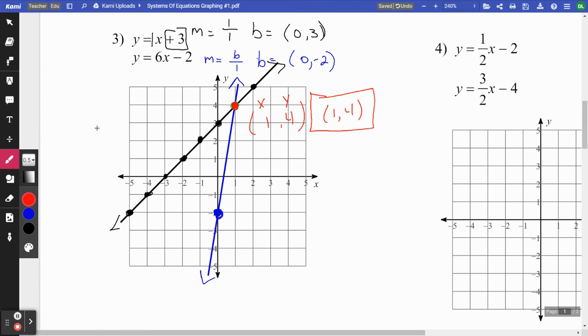If you are, as we've said multiple times, if you are using one color, you need to label everything. So this one is y equals x plus 3. This one is y equals 6x minus 2. Make sure that you are labeling your lines.